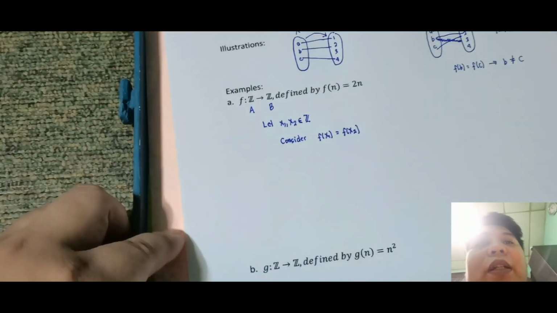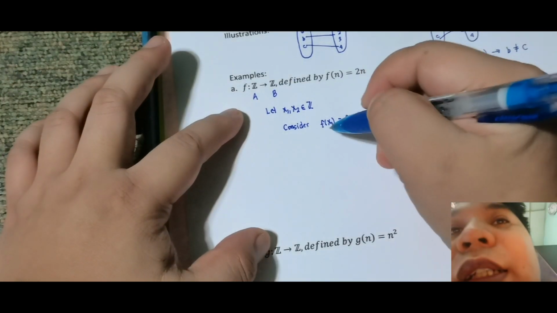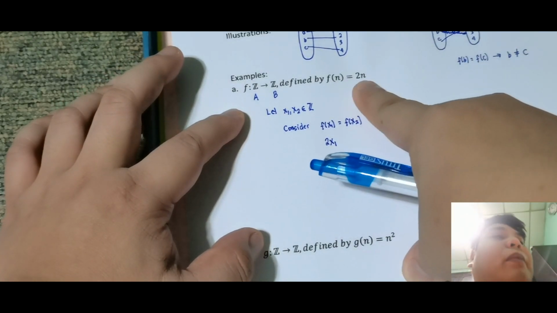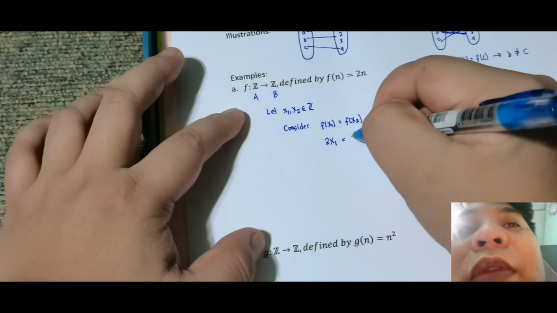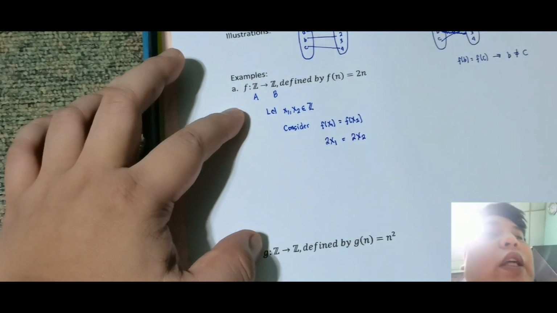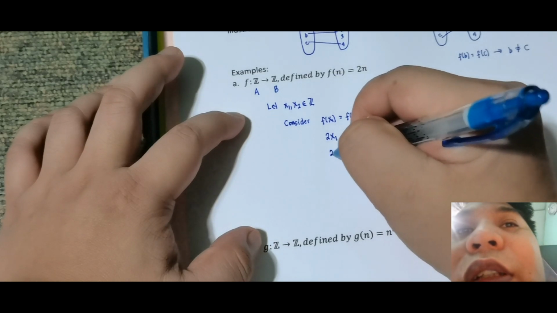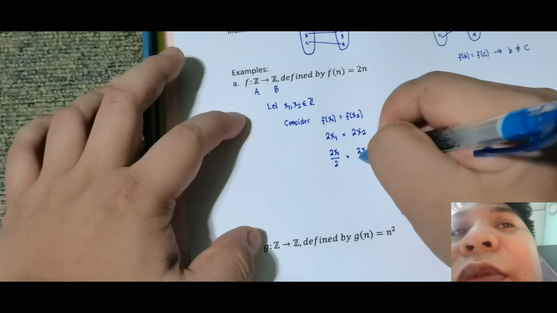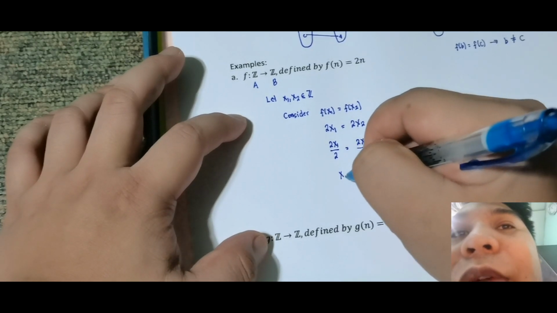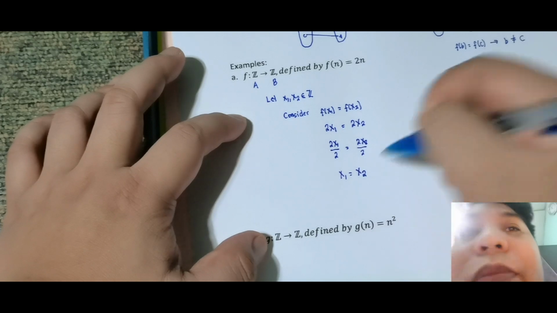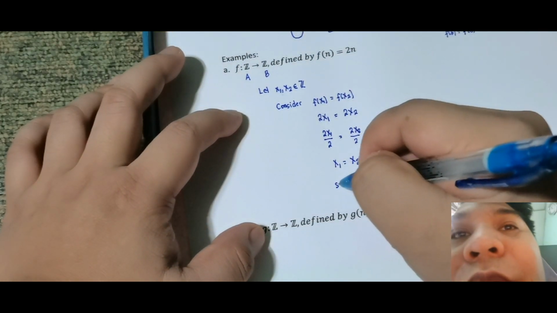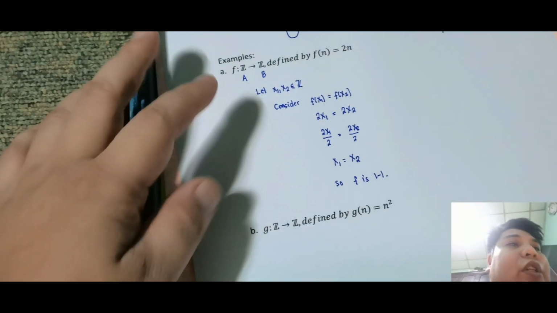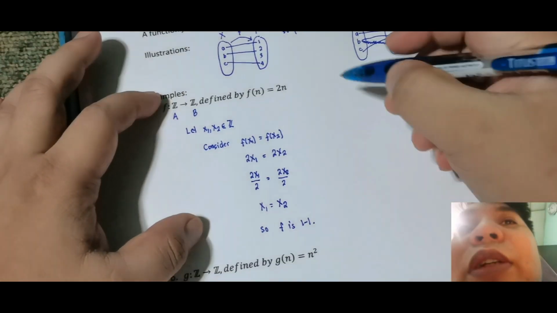So, consider natin f of x sub 1 is equal to f of x sub 2. So, this implies that this is 2x sub 1. Bakit 2x sub 1? In-apply ko sa function. Equals 2x sub 2. Okay, then divide both sides by 2. So, this is 2x sub 1 over 2 equals 2x sub 2 over 2, which implies that x sub 1 is equal to x sub 2. Okay, so f is 1 to 1. Ganun siya kasimple.